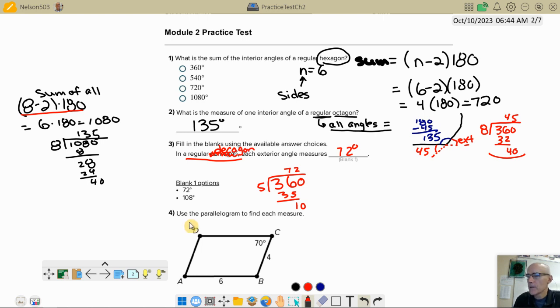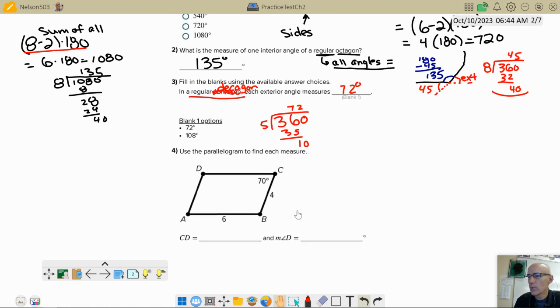So use the parallelogram to find each measure. Okay, they told me it's a parallelogram. That's important information. That means the opposite sides are congruent, right? So if this side's 6, this side's 6. Oh, geez, that's easy. So CD is 6. Then it says, what's the angle D? Now, the opposite angles are also equal. Unfortunately, they're not asking about A, they're asking about D right here.